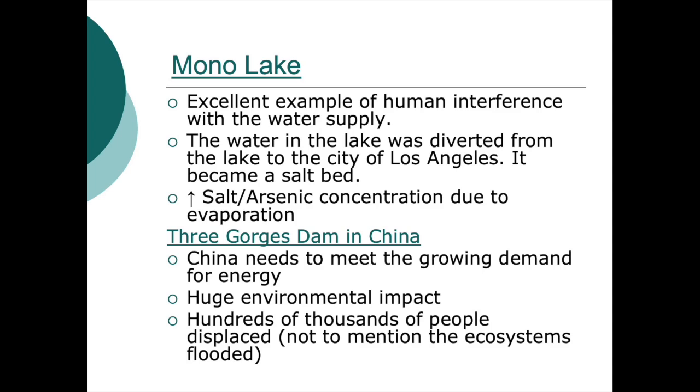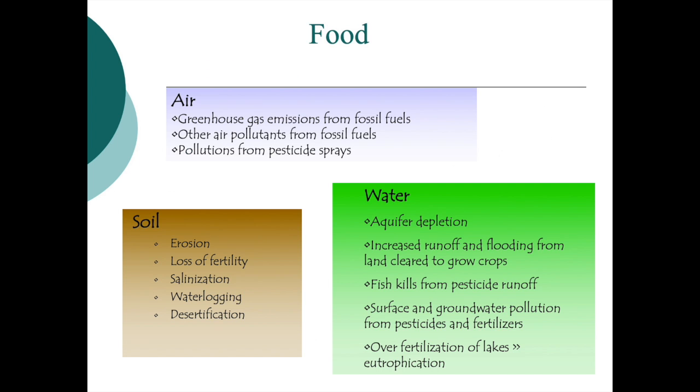Some examples of human interference: Mono Lake in Northern California. We took too much water out of the lake. It became very, very high in concentrations of arsenic. You cannot even dip your little toe into that lake without having serious medical effects. And then we also know about Three Gorges Dam. We won't talk about that anymore.